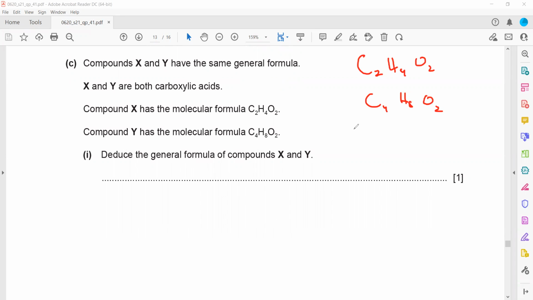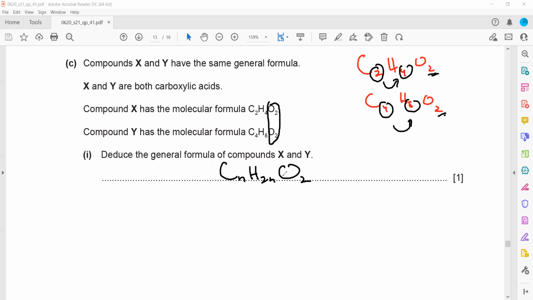Then it is C4H8O2. We have to make a general formula. When you compare, if carbon is 2, hydrogen is 4, so it is double. When carbon is 4, hydrogen is 8, it is also double. So if carbon is n, hydrogen will be 2n. And what about oxygen? Oxygen remains 2 for both of them. So it is CnH2nO2, because the oxygen number is not changing. So it remained 2. That's why we put 2. Is it clear?